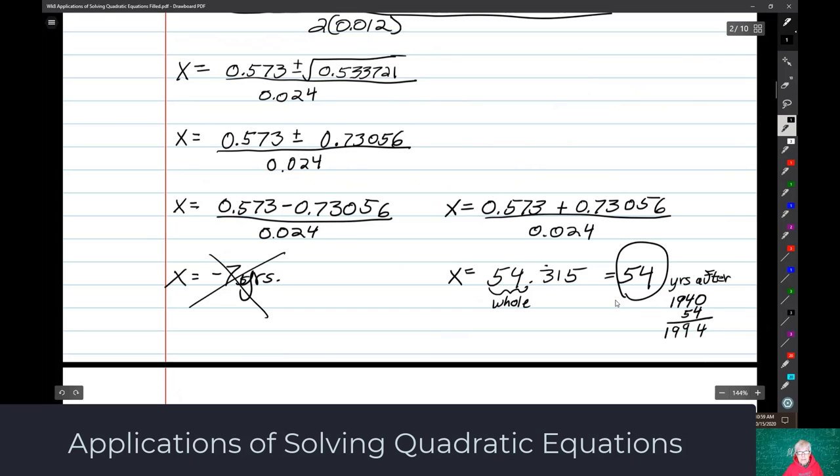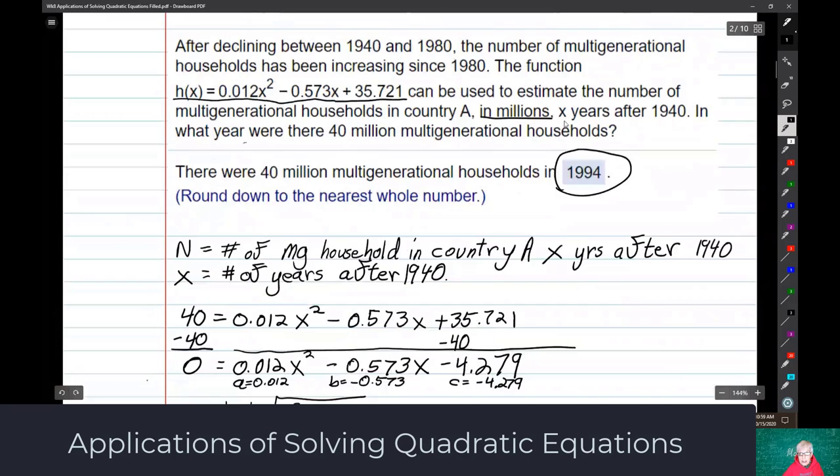Now this doesn't mean 1954. This means 54 years after 1940. So you also have to be very clear on X being years after 1940. It's not a year itself. So there are two things here you have to work out in your mind before you do the problem. And so it helps to read it over and over and over again, and even actually write some things down, because that helps to cement it in your mind.